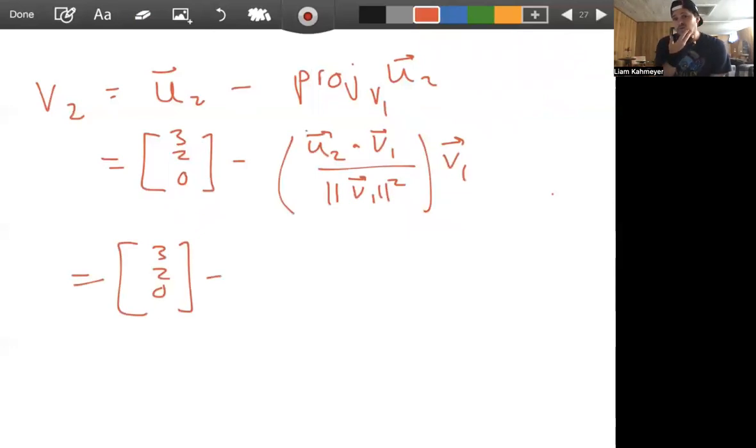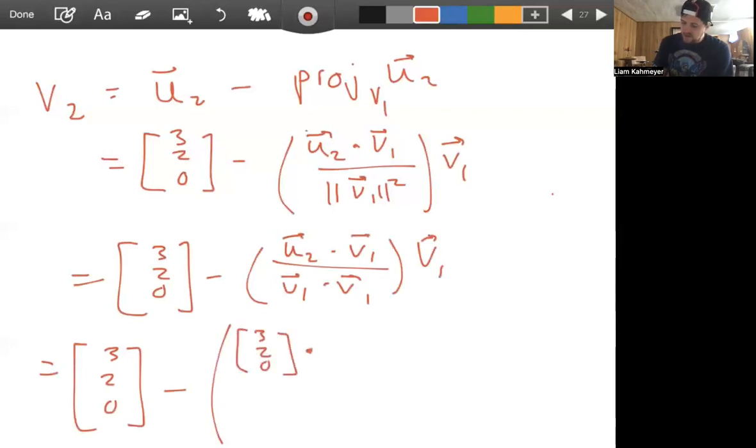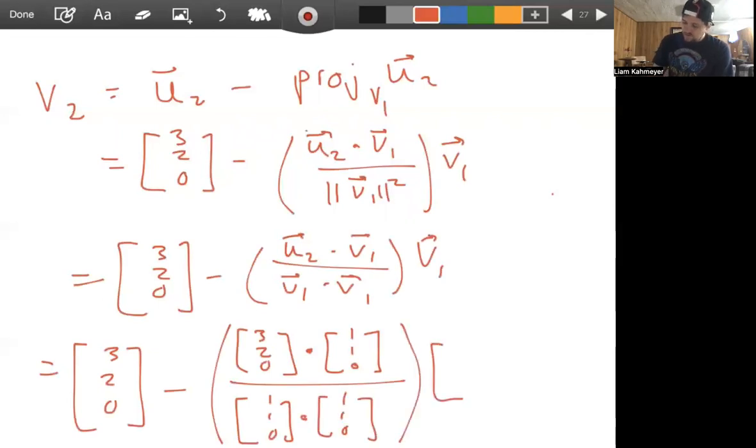Remember that the magnitude of a vector squared is its dot product with itself. So if you would like, you could also write this as U2 dot V1 over V1 dot V1. Which is, let's see what we have. We have (3, 2, 0) minus, and then U2 is (3, 2, 0) dot V1, which was U1, which was (1, 1, 0), and that's over (1, 1, 0) dot (1, 1, 0) times (1, 1, 0).